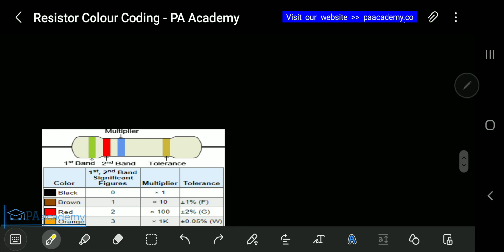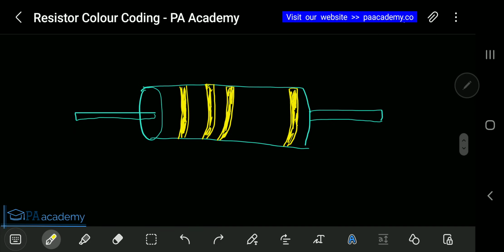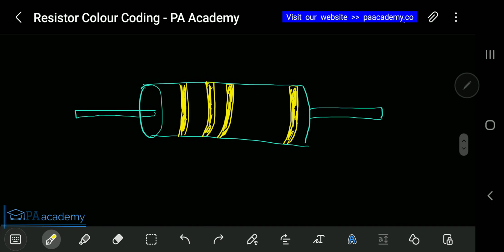Now, if you look at this diagram, this is how the real resistor will look. You see the first color, the second color, the third color, and then you see another one that is far away from these three, towards the other end. These colors are what will help you know the actual value of that resistor. So how do you go ahead and determine the value of this resistor? Now let's look at it. This is what you do.